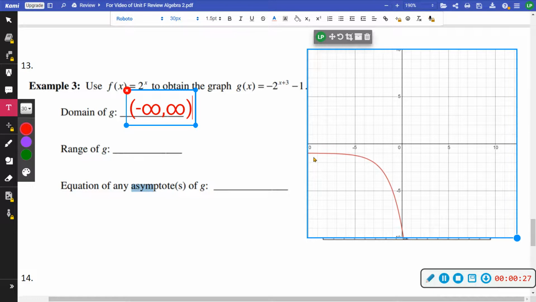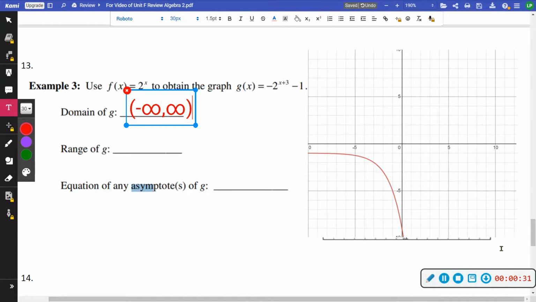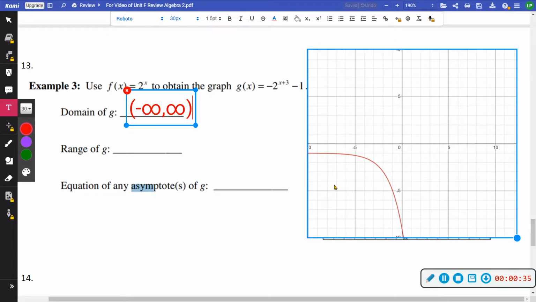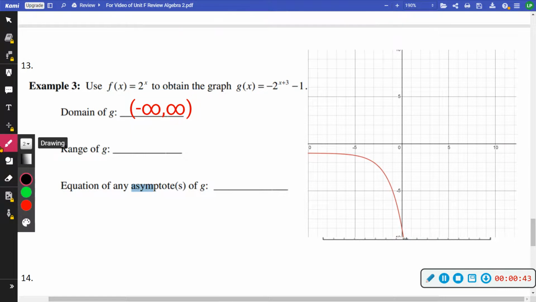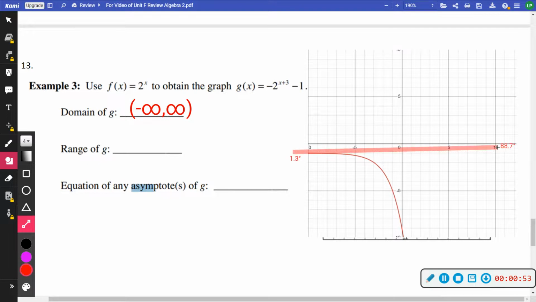So this goes to the left forever, and this goes down and right forever. However, when you're talking about left to right, that's all real numbers. But you may notice that this never gets above this number. And that's what we call an asymptote. And exponentials always have an asymptote that's horizontal. And the asymptote is actually right here at -1.